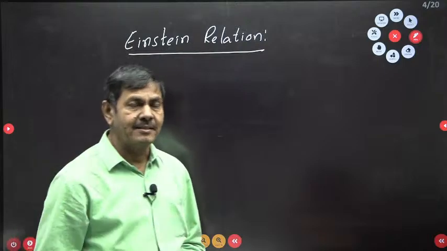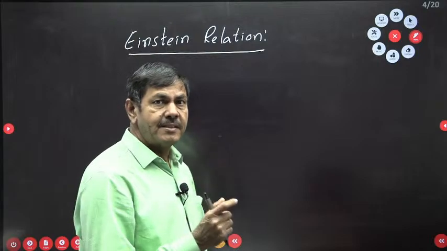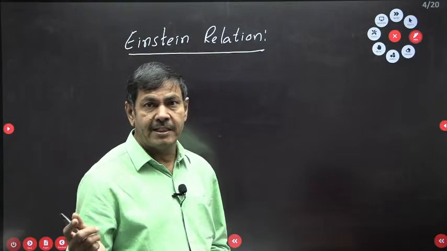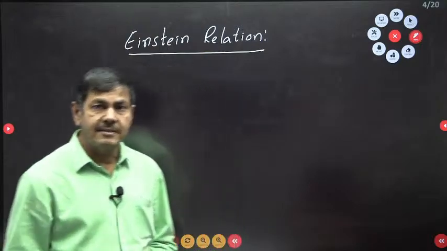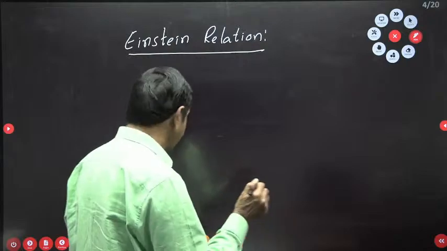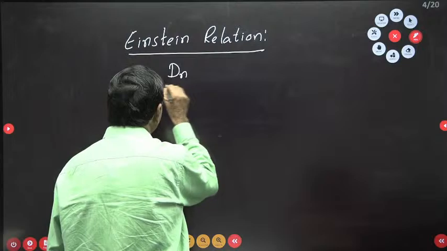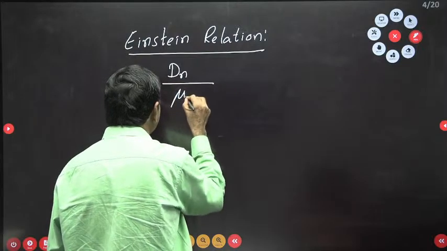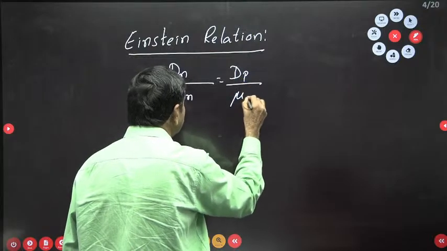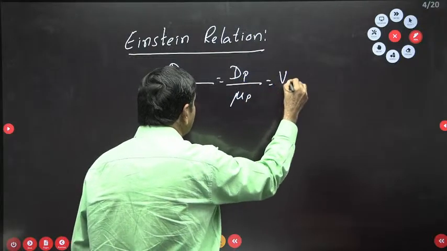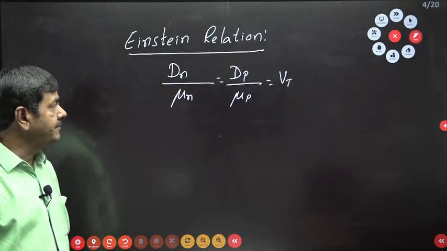What is that relation? That means the ratio of the diffusion coefficient divided by mobility is equal to the thermal equivalent of the voltage. That ratio you will get. I will give it clearly so you can understand now. Dn by mu n equals Dp by mu p equals the thermal equivalent of the voltage, Vt. This is nothing but the Einstein relation.